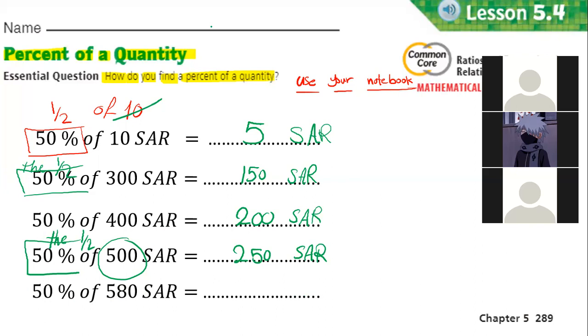I'm waiting for your answers, all of you. First, the half of 500 is 250, that's right. Plus what? 40. That's right. So what is the correct answer right now? 290. 290 riyals is the 50% of 580 riyals. Good job. Right now, you are perfect in these questions.